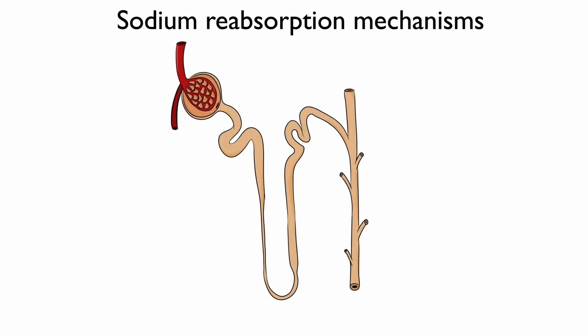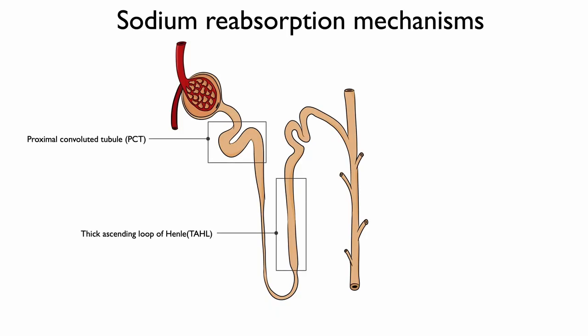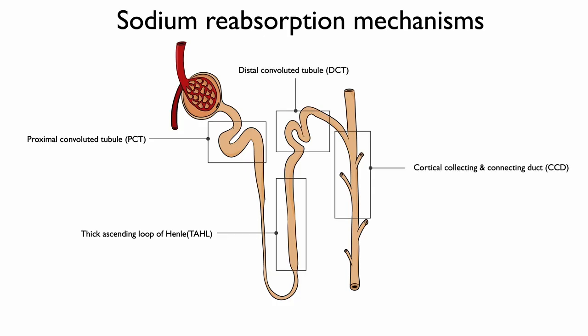Let's now discuss sodium reabsorption mechanisms by the kidney. Sodium reabsorption mainly occurs in 4 sections of the nephron: the proximal convoluted tubule, thick ascending loop of Henle, distal convoluted tubule, and connecting and cortical collecting duct. Here, we will discuss each mechanism in greater detail.